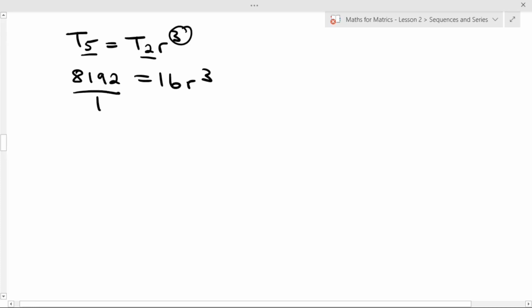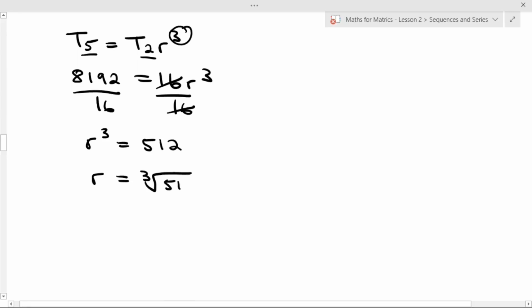If we divide both sides by 16, these two 16s cancel each other. 8192 divided by 16 is equal to 512. Therefore, r cubed is equal to 512. r is equal to the cube root of 512. And the cube root of 512 is equal to 8. Therefore, r is equal to 8.